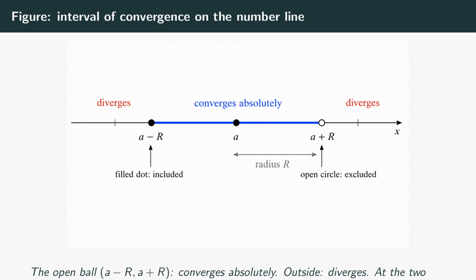Sometimes the endpoint is included, filled dot. Sometimes excluded, open circle. The two can behave independently. We saw it with the sum of x to the n over n: x equals minus 1 included, x equals 1 not. The asymmetry between interior and boundary is the whole story.